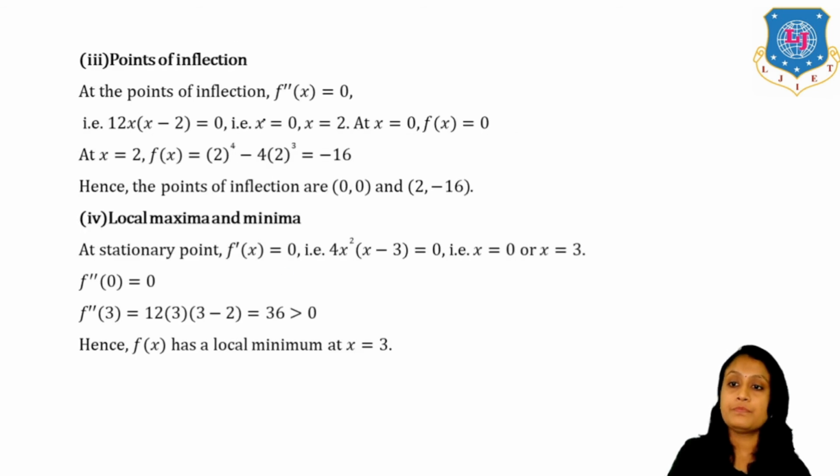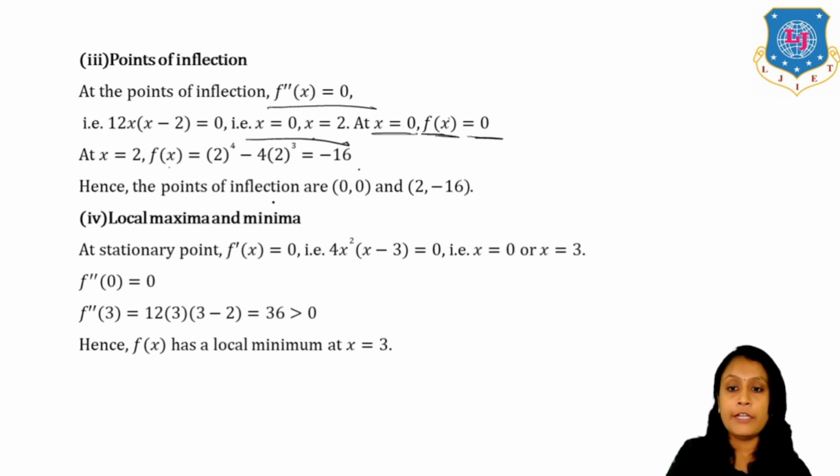Alright, now the point of inflection. At the point of inflection, f''(x) is 0. So f''(x) is what? 12x (x - 2). So from this we get x equal to 0 or x equal to 2. Now we will substitute x equal to 0 in f(x). If you substitute x equal to 0 in f(x), you will get 0. And at x equal to 2, the answer of f(x) will be minus 16.